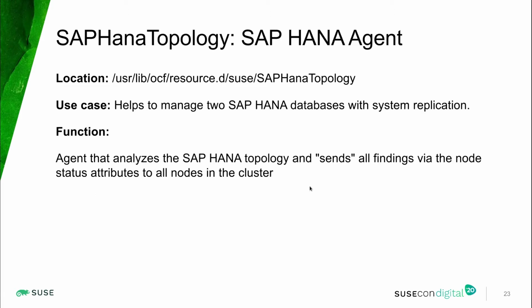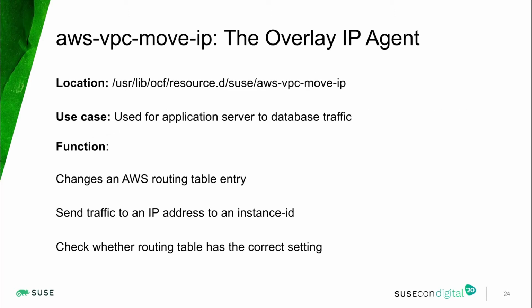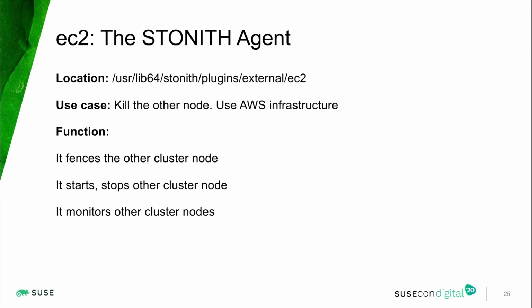The next resource agent is SAP HANA Topology. It helps to manage the two SAP HANA databases with system replication. And the next is AWS VPC Move IP, which is used for the application server to database traffic. And finally, the EC2 fencing agent, which is the fencing agent used in AWS infrastructure.